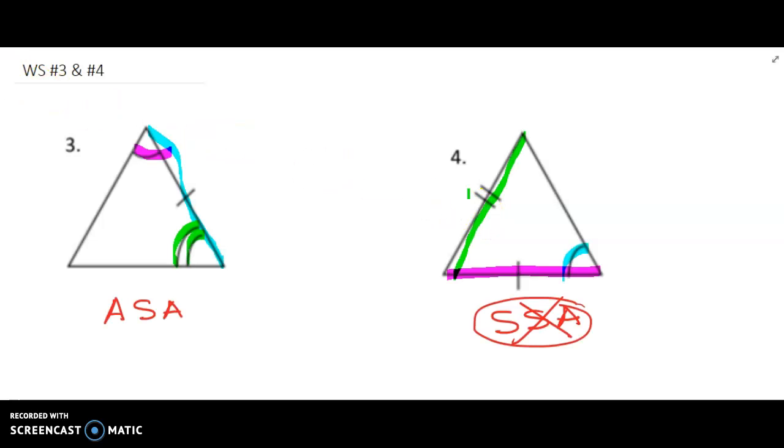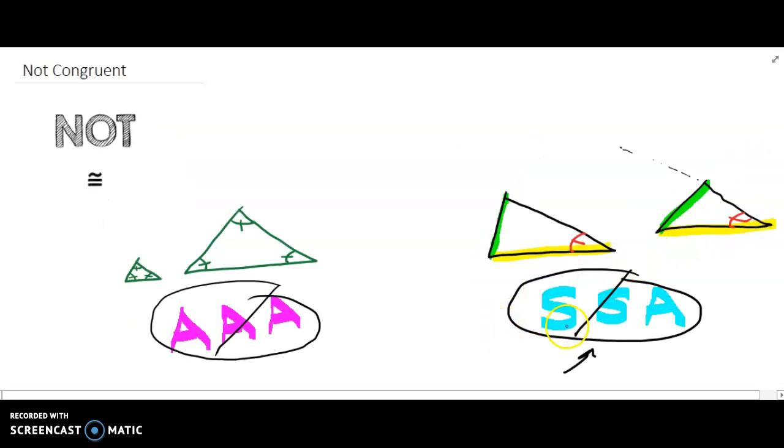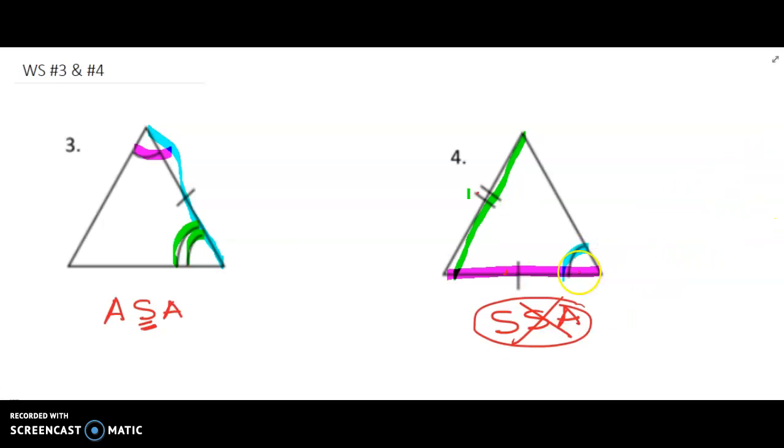All right, so on 3, you should have gotten angle, side, angle, and remember the side is between the two angles. And then on 4, you actually have side, side, angle, which if you remember, side, side, angle is not a thing, so we could not use this. This is not a valid theorem.